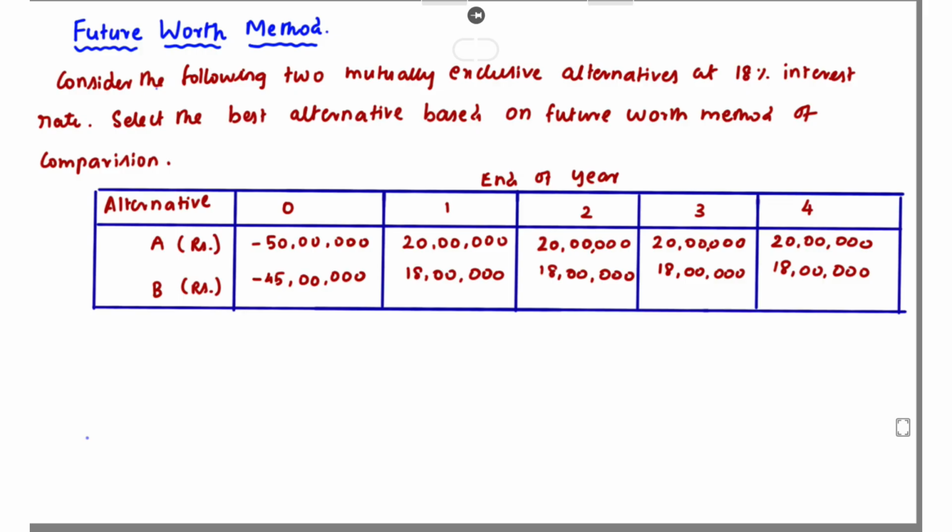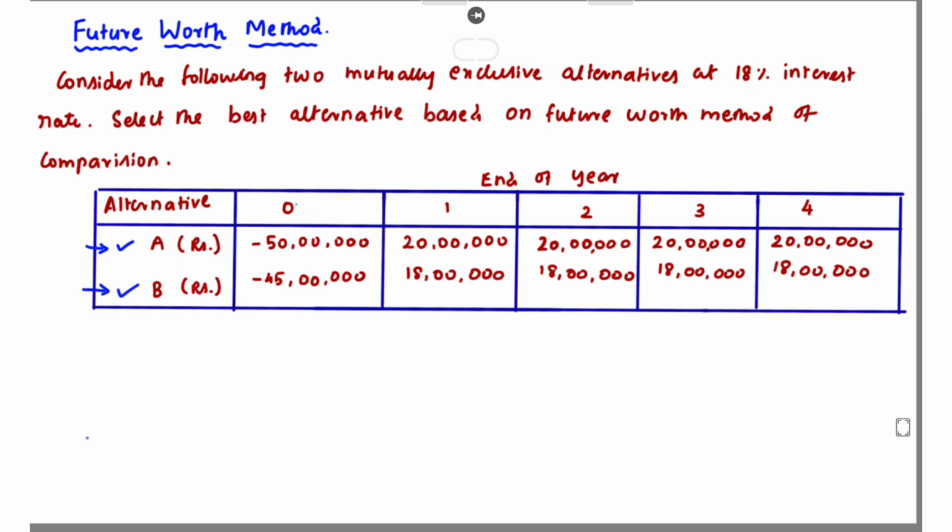Here we can take one problem, and from that problem we can explain the future worth method. Consider the following two mutually exclusive alternates at 18 percent interest rate. There are two alternatives, and 18 percent interest. We have to select the alternate based on the future worth method of comparison. Now we take alternate A and alternate B, one type of business and another type of business.